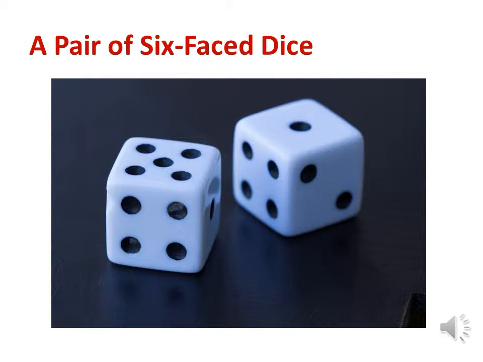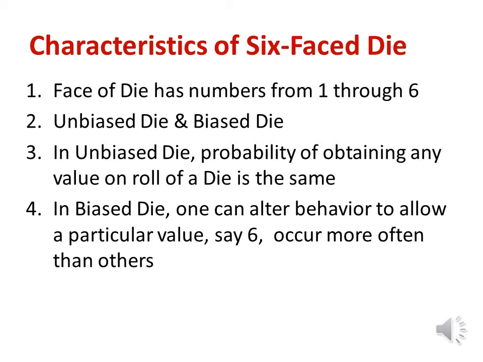What you see here is a picture of a pair of six-faced dice. This is the most common form of dice used in games. There are several characteristics of a six-faced die. 1. The face of the die has numbers from 1 through 6. 2. A die can be unbiased or biased.